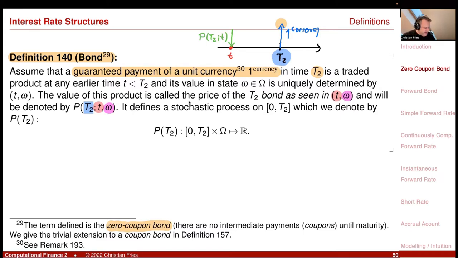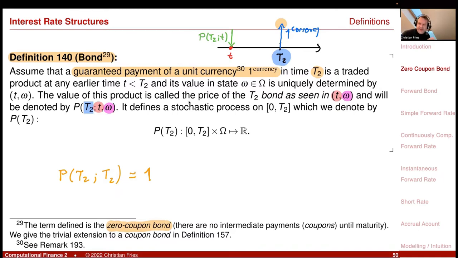Also note that if you arrive at the final point, so if little t is equal to T2, then the value of receiving this one unit is just one. So I have some kind of final condition, which is also a problem if I would like to model a stochastic process that exactly hits the final condition.